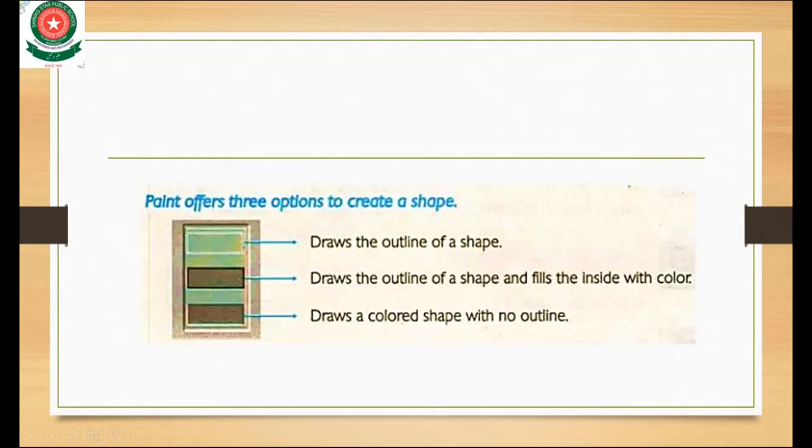Paint offers three options to create a shape. First option is that you can draw only the outline of a shape. Second is you can draw the outline of a shape and also fill the color inside. Third is that you can draw a colored shape but with no outline.